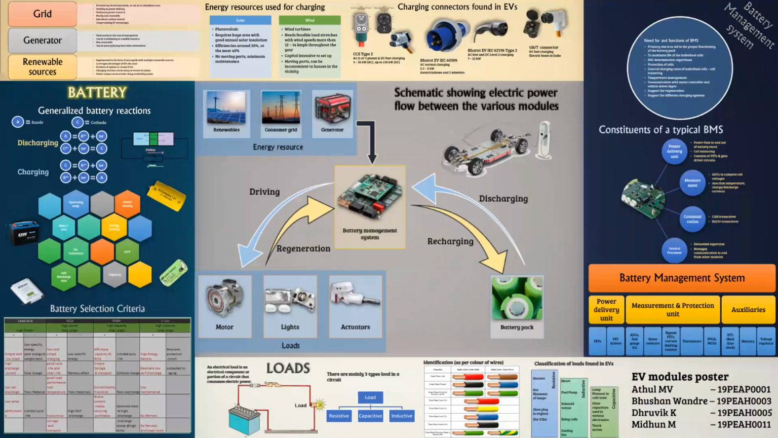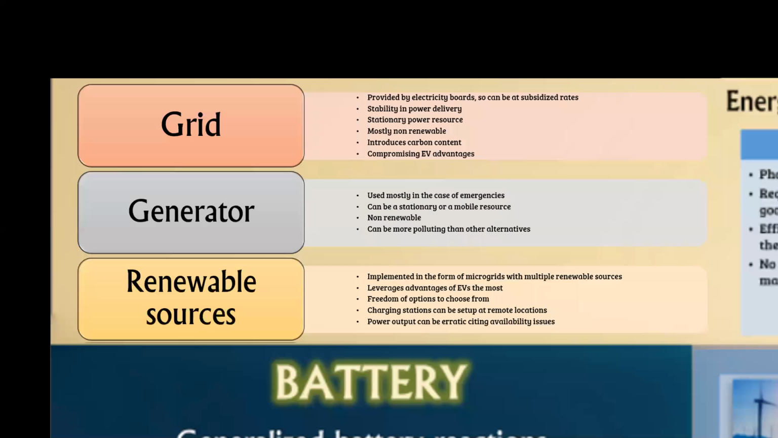Coming to the energy resource that is used to charge the electric vehicle, we see that it can be broadly classified into a grid resource, a generator, or a renewable source. The grid is usually the traditional way in which we charge all our household appliances, as well as in most cases the electric vehicles.